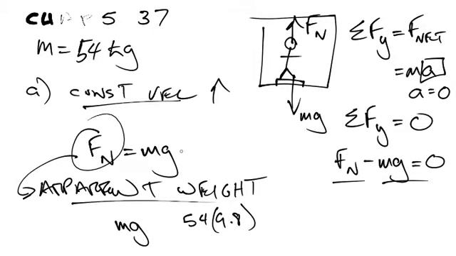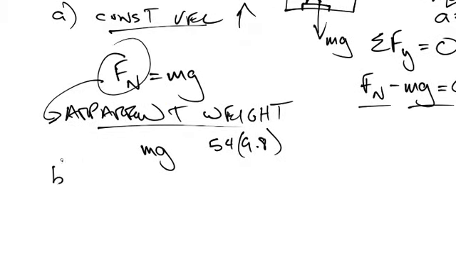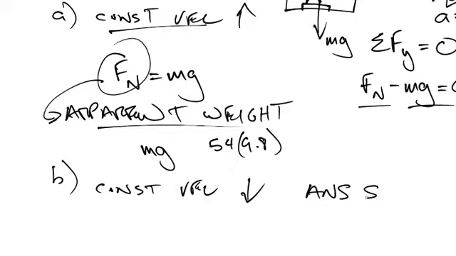Now part B asks the same exact question, except this time she's moving with a constant downwards velocity. If she's still moving with a constant velocity but it's down, it doesn't change the problem. The answer is still the same.